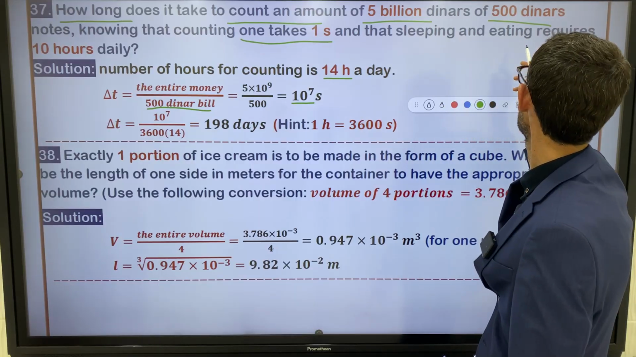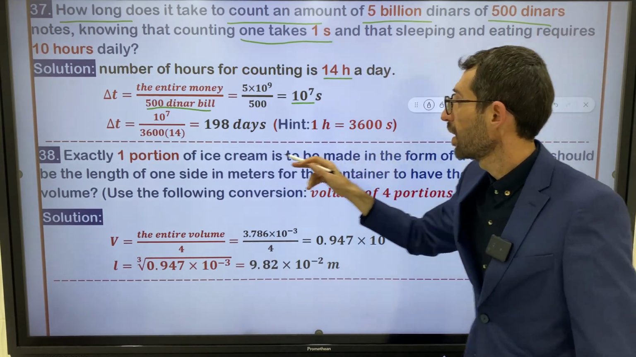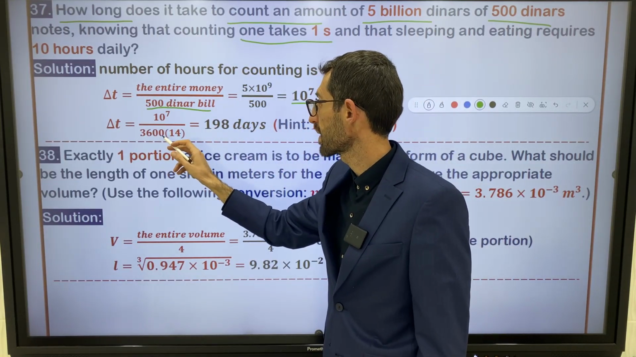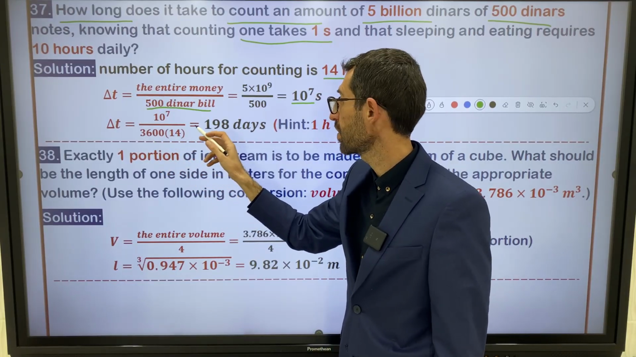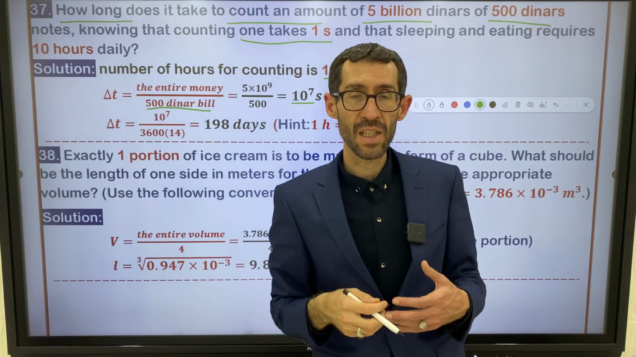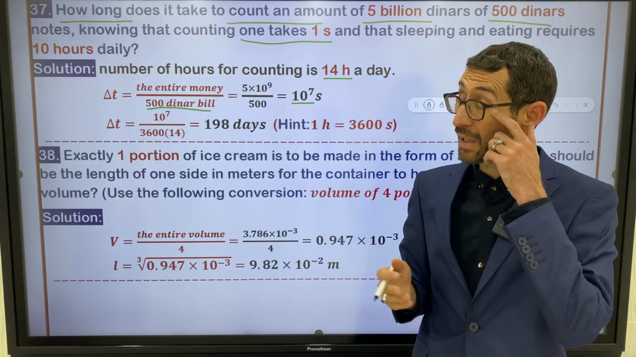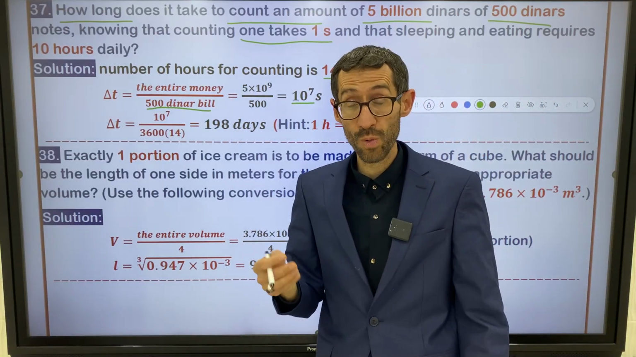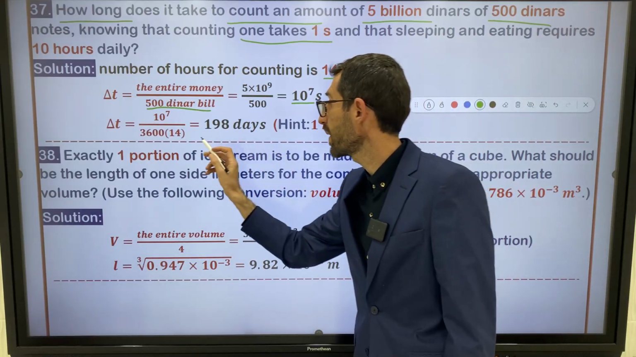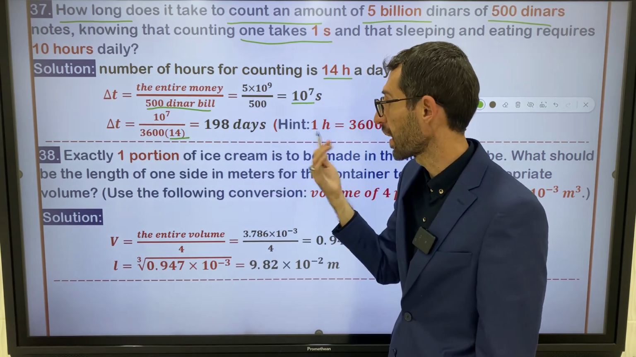It says, how long does it take to count? The entire time is 10 to the power 7 divided by 3,600 multiplied by 14, because we don't count night and day. We have a rest for sleeping and for eating. We take rest for 10 hours. That's why we only count the money for 14 hours, right? This 14 comes from the number of hours that we count the money.